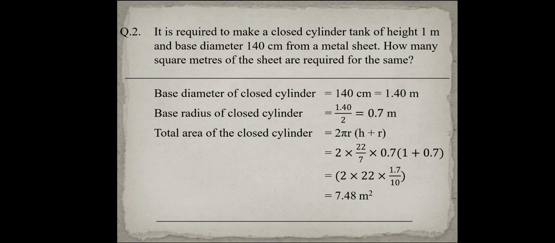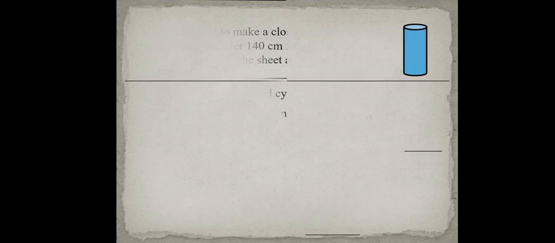It is not open. So the sheet required would be the same as the area of this cylinder. So we need a sheet also of 7.48 meter square. Now question number third.